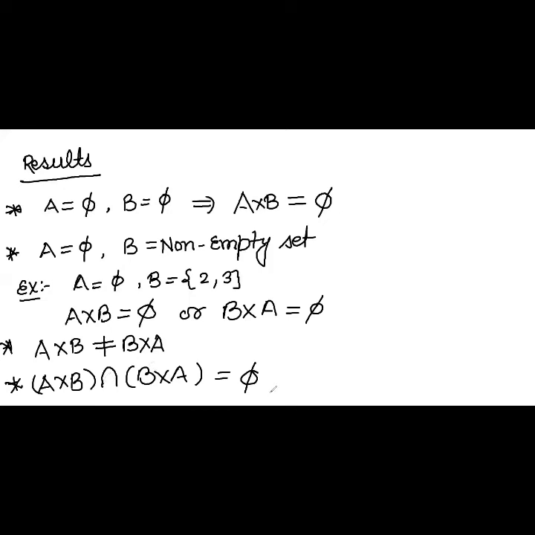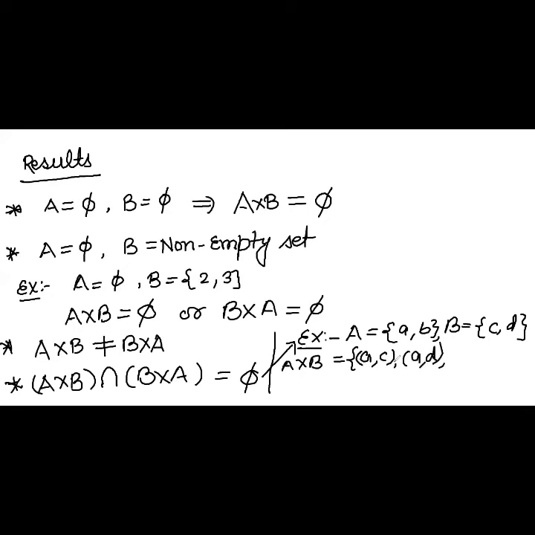One example I'm going to take for this part. If I take A equals {a, b} and B equals {c, d}, I first find A cross B. So it is (a, c), then (a, d), then (b, c)... wait, this part is not clear, so I'm going to redo it.